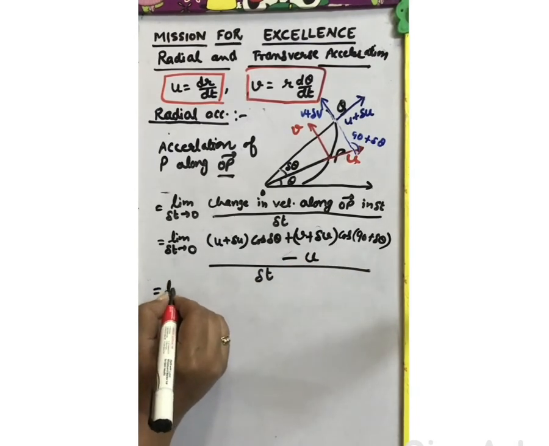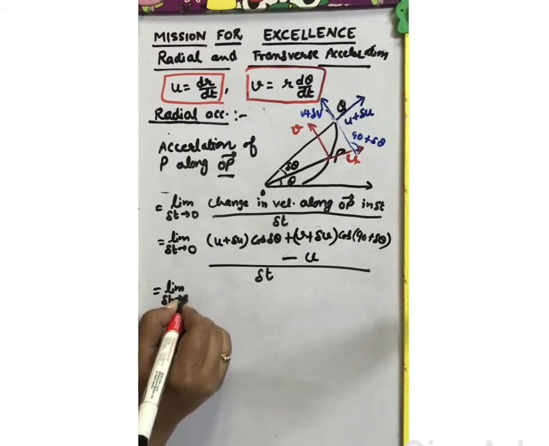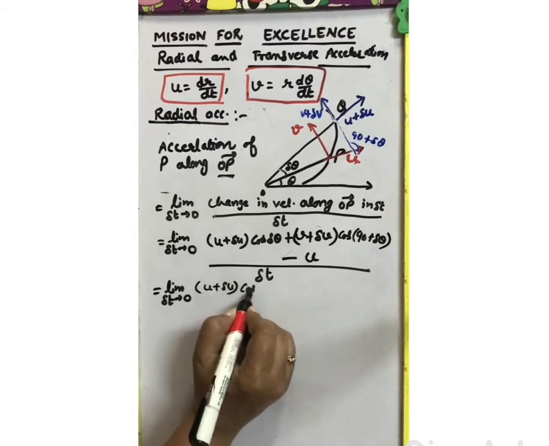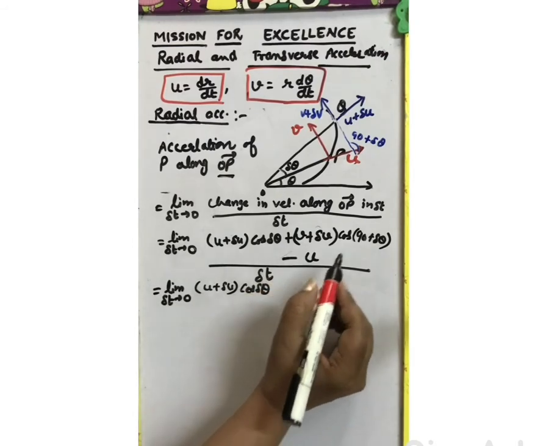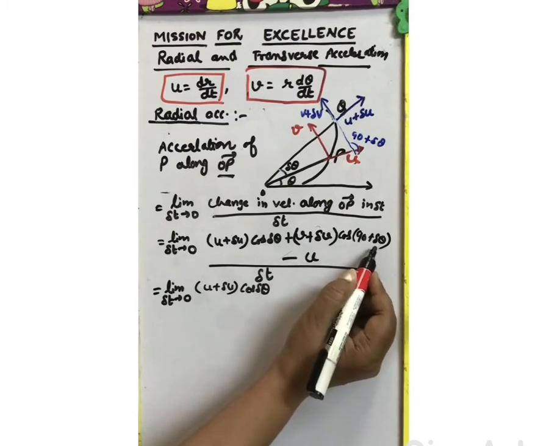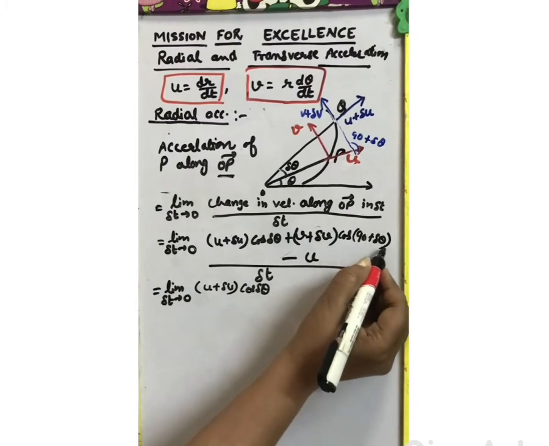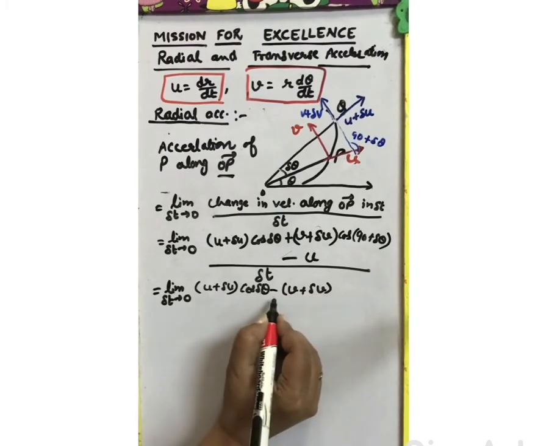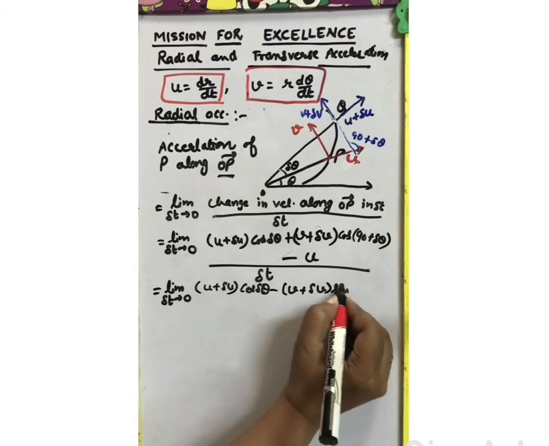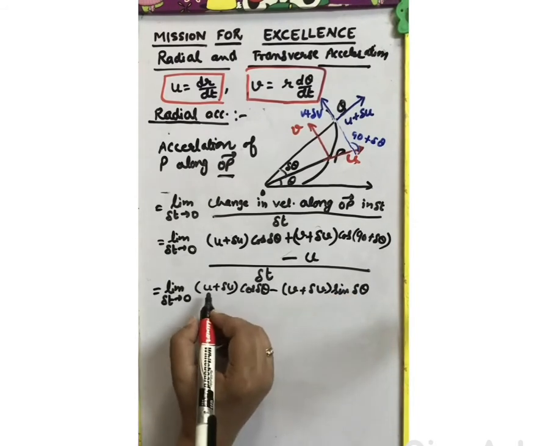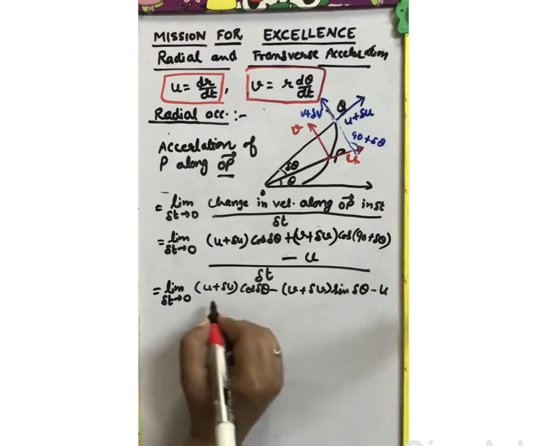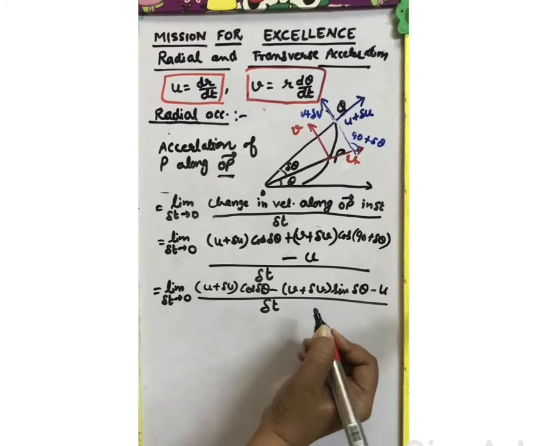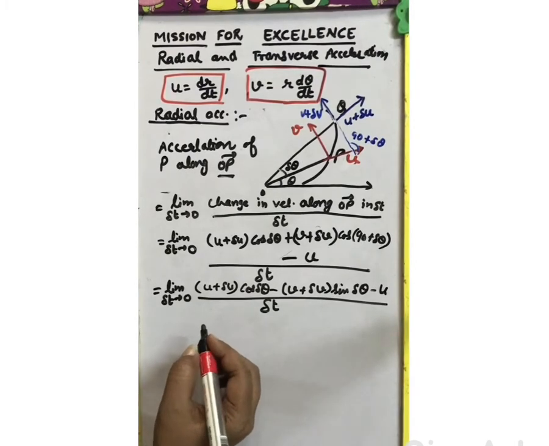So this will become limit delta t tends to 0, (u plus delta u) cos delta theta cos 90 plus theta, that is equal to sine. So that will be equal to minus sine. So it will become (v plus delta v) minus, we take here, sine delta theta, minus u divided by delta t. So now as the angle is small, there is a small displacement.